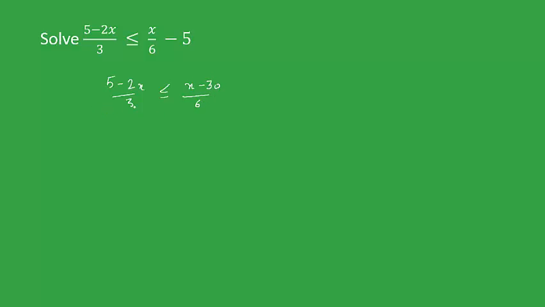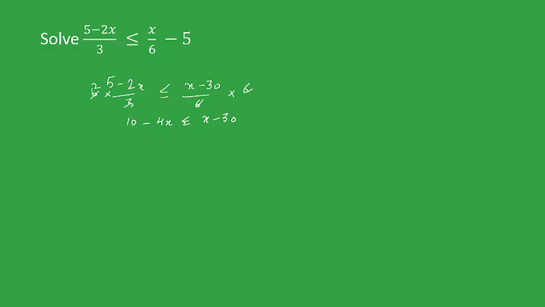In the next step, according to rule 2 statement 1, we could multiply or divide by a positive number without affecting the sign of the inequality. To get rid of this denominator, let's multiply both sides by the number 6. So this 6 cancels out with this 6, 3 cancels out with 2, to obtain the inequality as 10 minus 4x less than or equal to x minus 30.